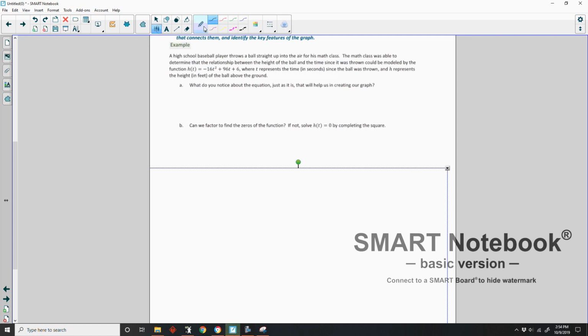Okay, example 1. A high school baseball player throws a ball straight up into the air for his math class. The math class was able to determine that the relationship between the height of the ball and the time since it was thrown could be modeled by the function h of t equals negative 16t squared plus 96t plus 6, where t represents time in seconds since the ball was thrown, and h represents the height in feet of the ball above the ground. So this is the same example as the first page. Now it's saying, what do you notice about the equation just as it is that will help us in creating our graph? Okay, so the first thing I want to look at is the leading coefficient is negative.